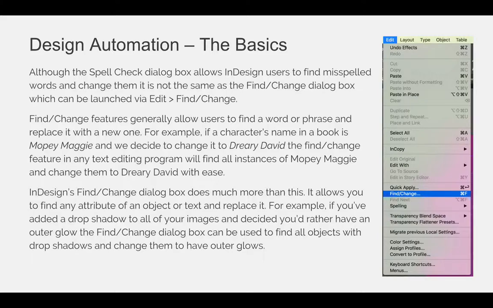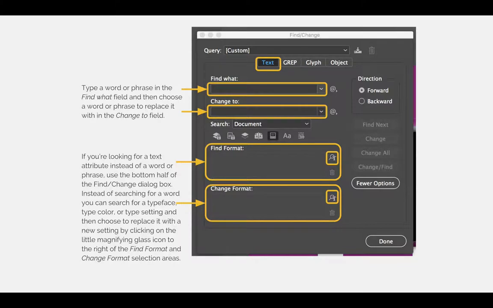It has some really cool features. So you can see here, this is what the Find Change dialog box looks like. We're going to focus on the first tab, which is the text tab. Type a word or a phrase in the Find What field, and then choose a word or phrase to replace it with in the Change To field. This is the most basic way to use Find and Change.